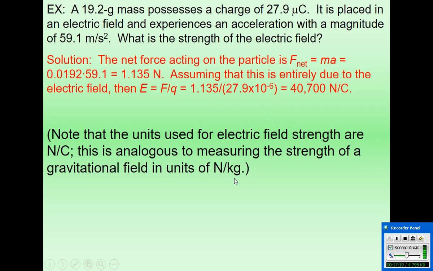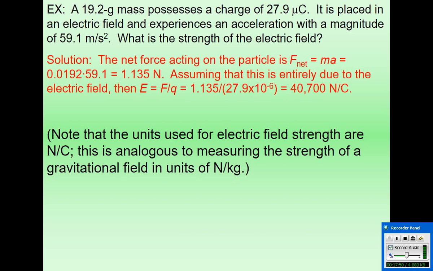With a little bit of algebra, we find that the electric field is going to be equal to F over Q. We plug in the number that we just determined for F, and we plug in the number given for Q. Note that it is converted to coulombs, so it's 27.9 times 10 to the negative 6 coulombs. And if I did my number crunching correctly, we get a value of 40,700.